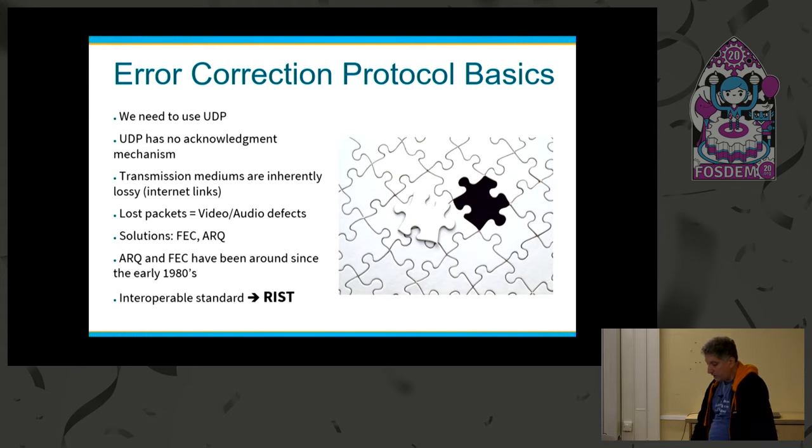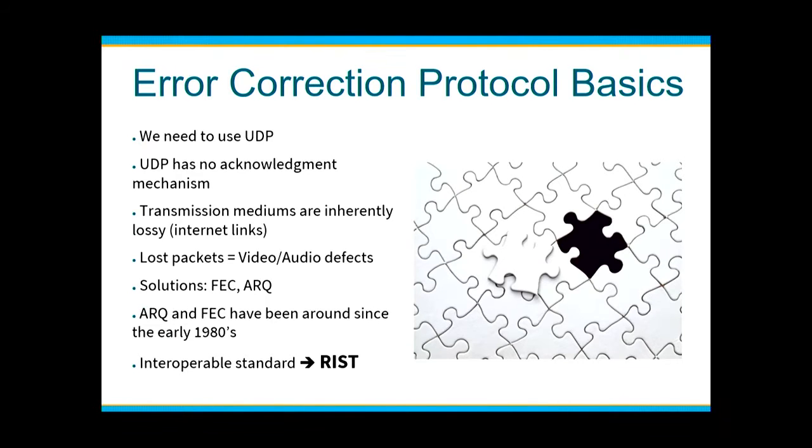Or we can add two-way communications such that the receiving side will request the lost packets, and they will be retransmitted in real time. This process is called ARQ, automatic repeat request mechanisms. So the ARQ and the FEC both have been around for more than 40 years in one way or another. And there are dozens of open and closed source implementations of both types of protocol. RIST is a new, officially published, interoperable standard to perform this error correction.